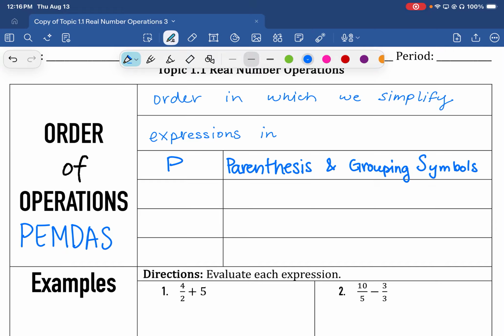Okay, what does the E stand for? Okay, and what does an exponent do? So if we have 3 cubed, what does that mean we're doing? 3 times 3 times 3. Okay, so after that, what do we have?